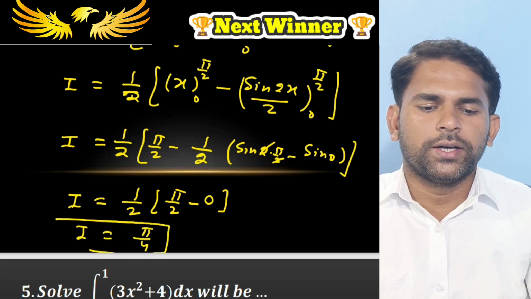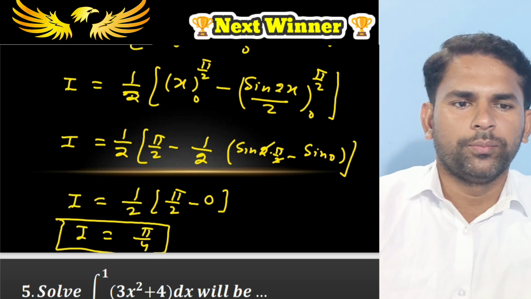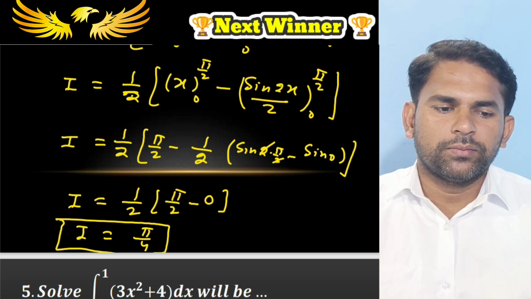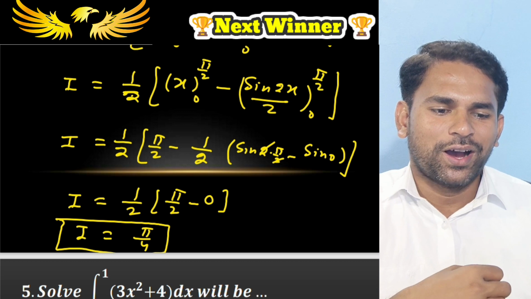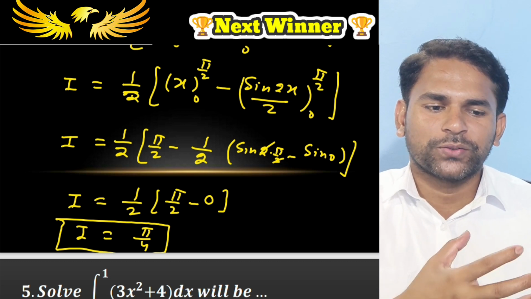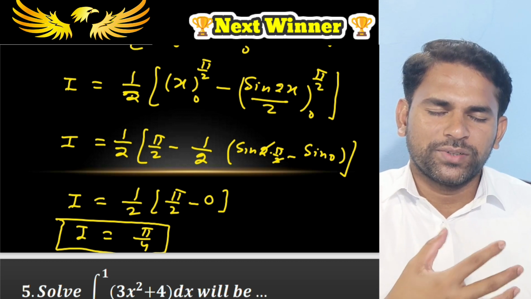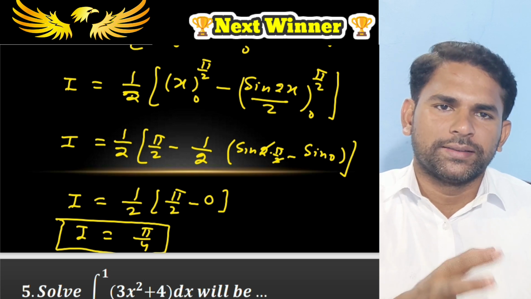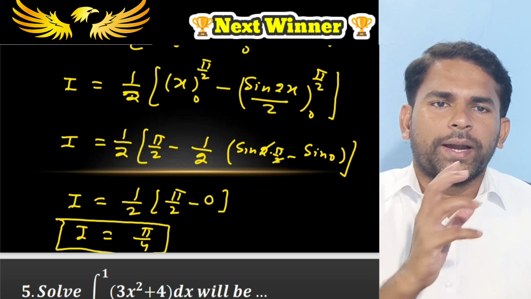So pi by 4 is the right answer to the given problem. Here you can see that sometimes we get confused about how to consider this value. A number of students will definitely face problems in the exam. Why? Because of the lack of practice.